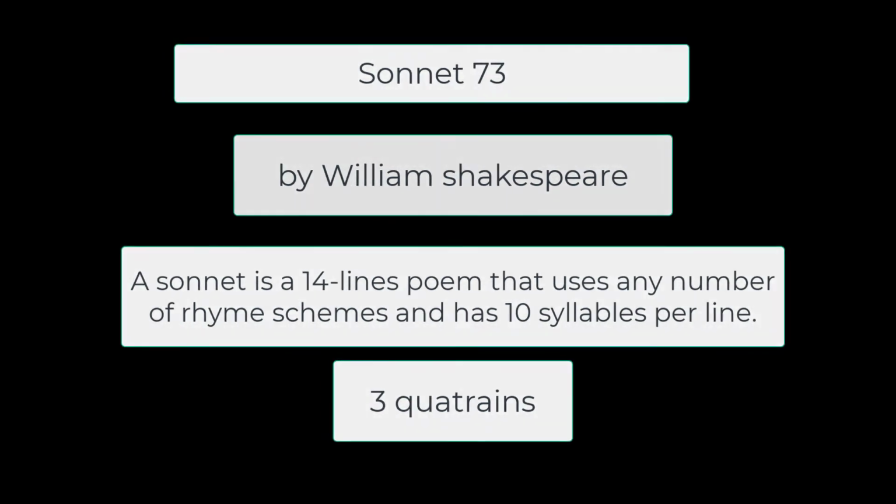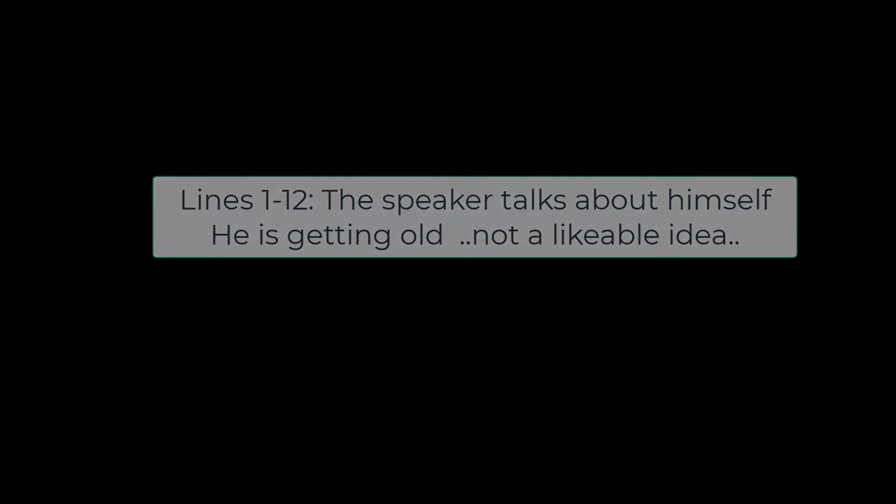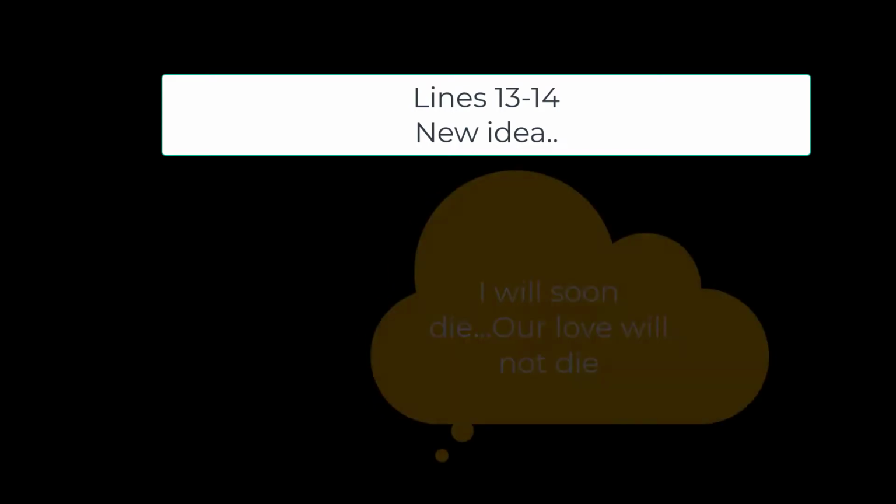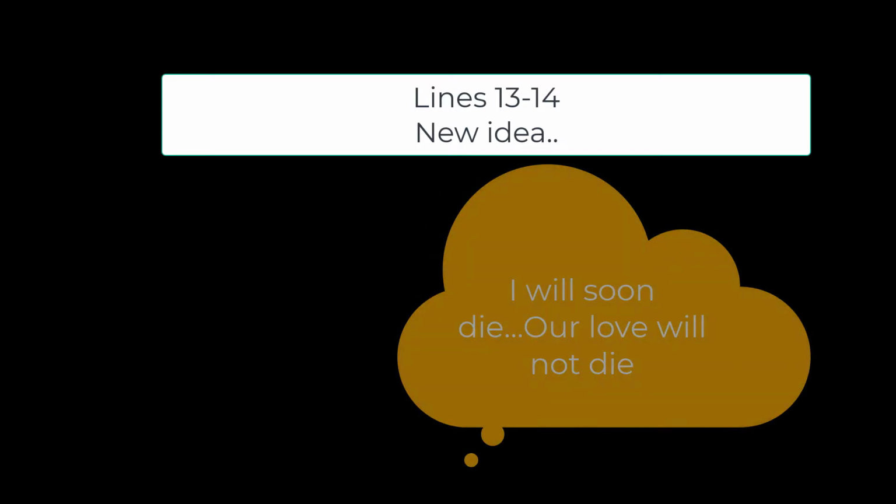In the first to the 12th line, the speaker talks about himself, how he's getting old, and that he doesn't like the idea. In lines 13 and 14, he introduces a new idea. This idea is not really related to the first 12 lines, where he tells someone he is talking to that he's going to die soon, and that the other person needs to treasure their love a little bit more.